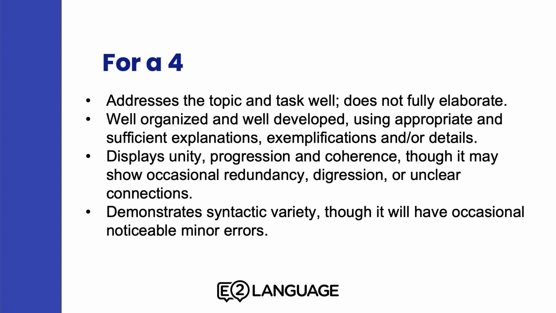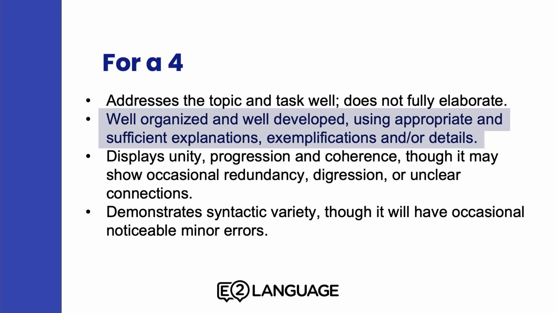So let's take a look at the criteria again for a 4. It mentions here addresses the topic and task well. I have done that. Does not fully elaborate. In these paragraphs, I've done a fairly good job of elaborating. If I'm aiming for a 5, I am going to probably want to demonstrate a greater lexical or vocabulary range. And remember that the better range your vocabulary has, the more you can say with fewer words. And that's a really important thing about vocabulary. The more you read and the more you're able to use in your writing, the higher the score you can get because you're able to say more.